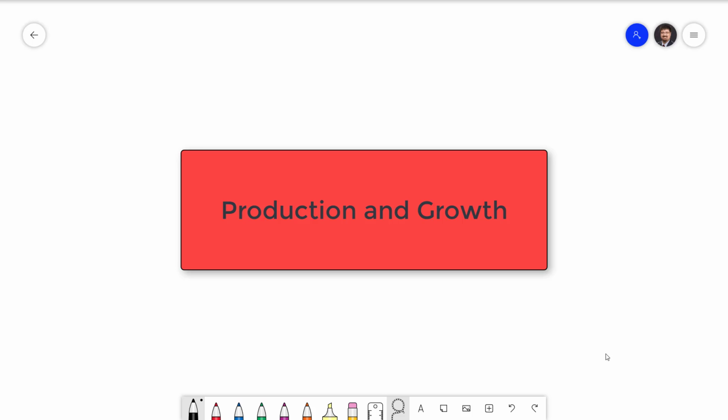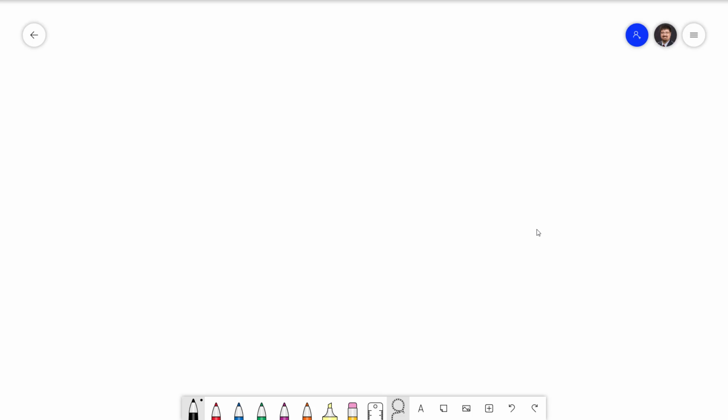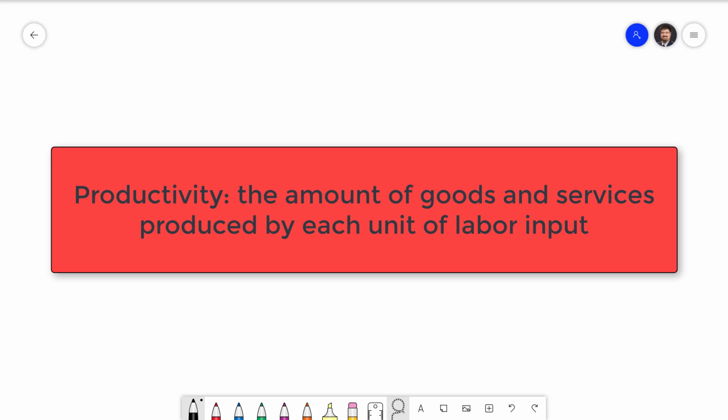In this video we're going to talk about production and growth in an economy, including an introduction to the Cobb-Douglas production function. We define productivity as the quantity of goods and services produced from each unit of labor input. This directly translates to the standard of living in a country. When each worker is able to produce more, the GDP per person increases. Since total production must also equal total income, productivity growth leads to income growth.